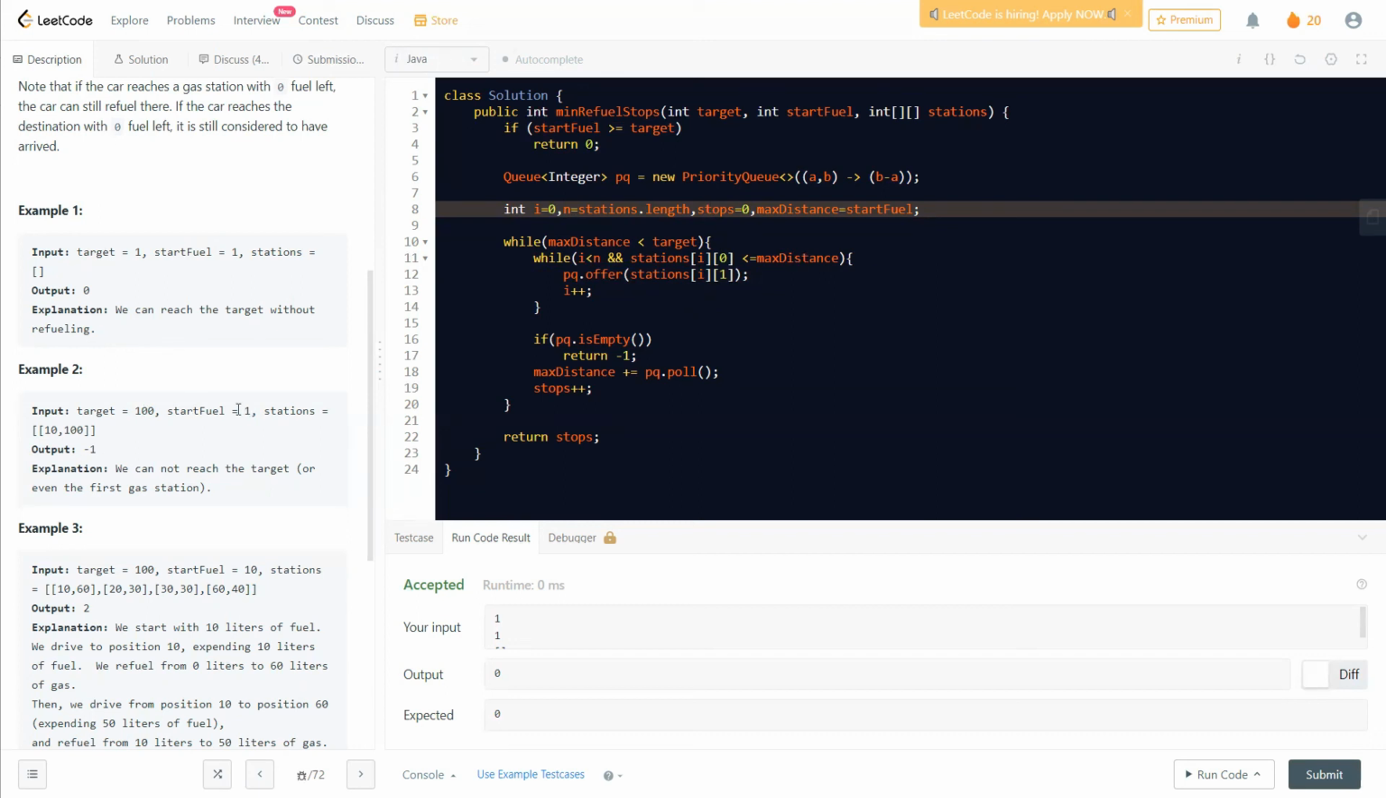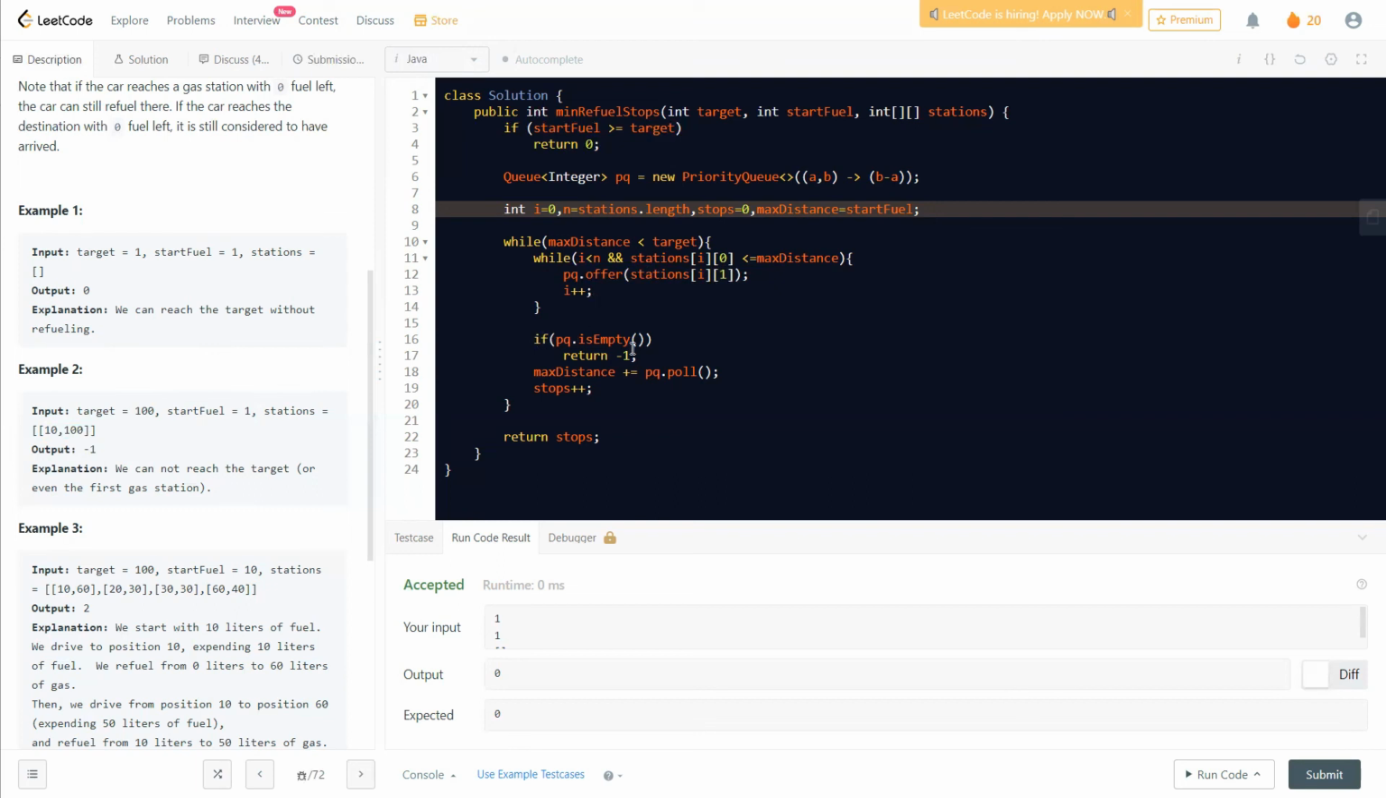If our start fuel is 1 and we cannot reach our first station, that time we shouldn't check the amount of fuel we have. So we check that station of i is less than or equal to max distance. Max distance is the start fuel, we renamed that. So we just offered the amount of fuel at that station to our PQ, we offered that in our queue.